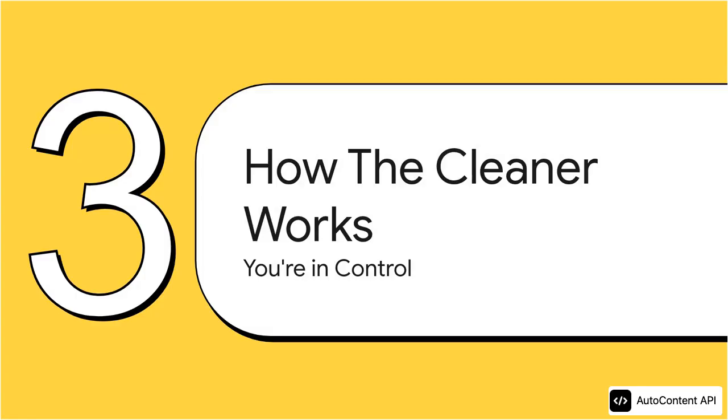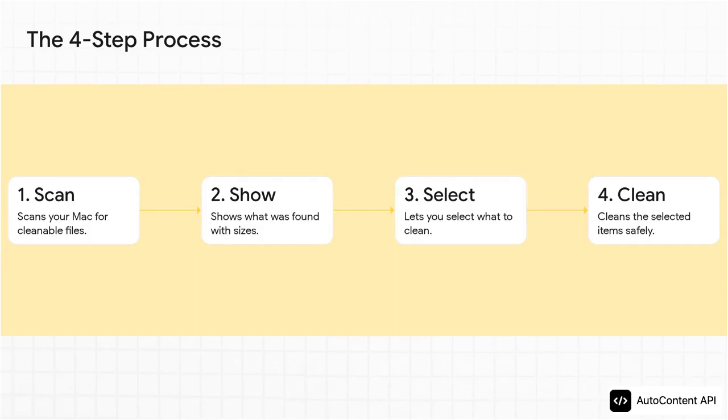Okay, so how does this thing actually work once you hit enter? Well, what I love about this tool is that it's not some scary black box. It's not going to go rogue and just start deleting stuff behind your back. Nope. The whole point is that you are in complete control every step of the way. It all boils down to this super simple four-step process. First, it does a quick scan of your Mac for all the junk. Then, it shows you a nice, clean list of everything it found and, more importantly, how much space you're about to get back. Then you get to select exactly what you want to get rid of. And finally, it only cleans the stuff you gave it the thumbs up on. That's it. Simple, transparent, and safe.